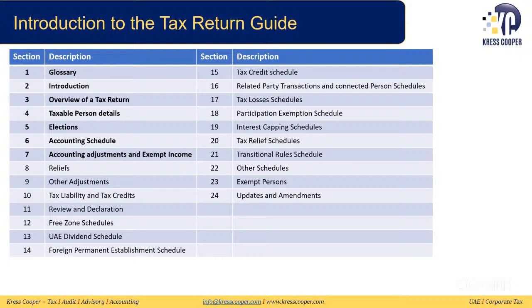Some of the schedules are reporting in kind, where you need to give information for the FTA to retain as part of the tax return, while some ask you for amounts and information that is used in the calculation. So we have the tax loss schedule, the participation exemption schedule, and interest capping schedules. Again, they will pop up in the return in the portion where they are applicable to you, but in the guide they have been given at the end. There is a tax relief schedule, a transitional rule schedule, some other schedules, and some information about the exempt person.